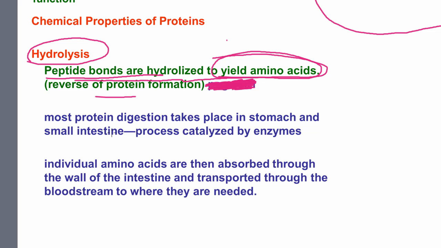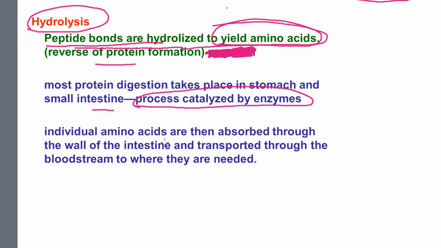We're going to talk about protein digestion later, but most of it takes place in the stomach and small intestine. And all of these chemical reactions are catalyzed by enzymes, which are also proteins. We'll talk about enzymes in the next video.